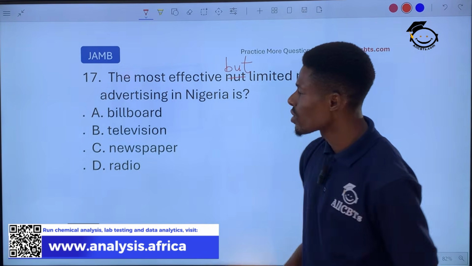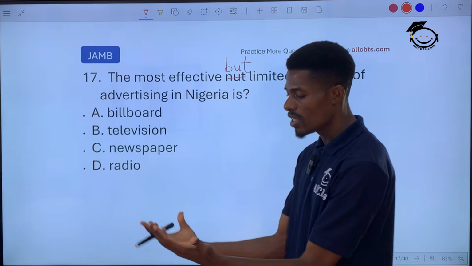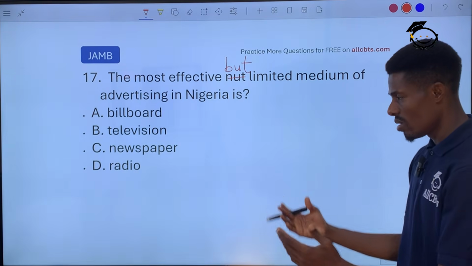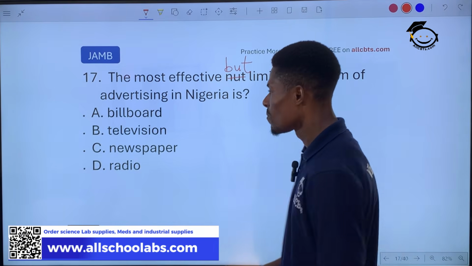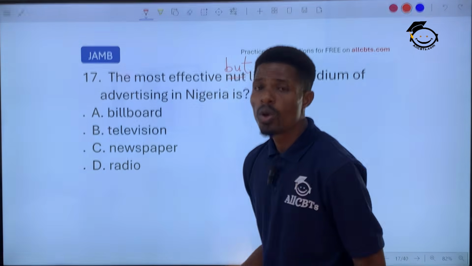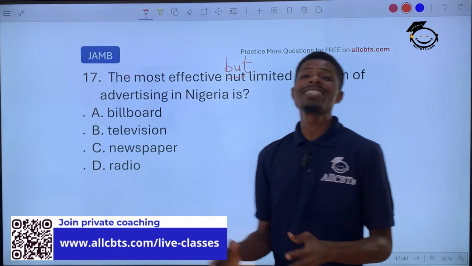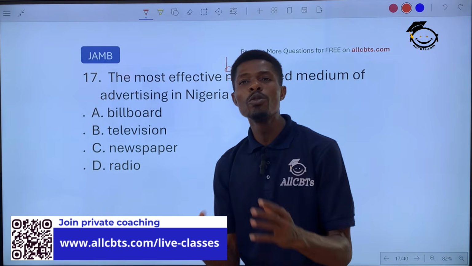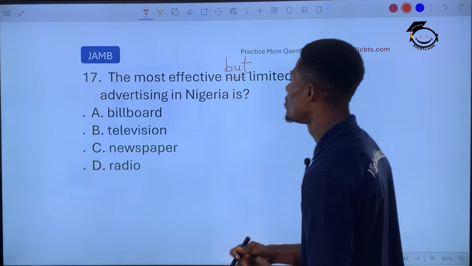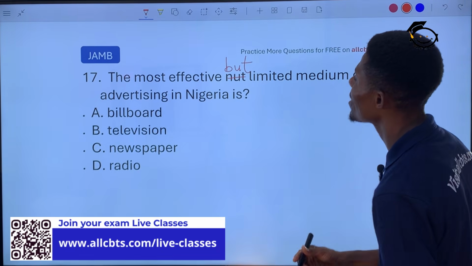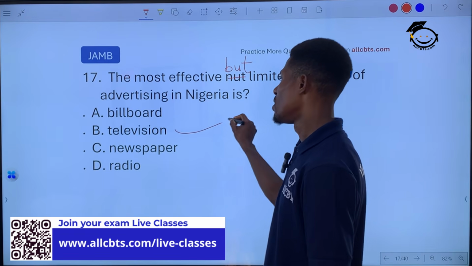To advertise a product. Newspaper. Of course, we know what newspaper is. A paper used to talk about and that covers information about a lot of things. And also, companies advertise their products on the newspaper because a lot of people read newspaper virtually on a daily basis. The radio. So our correct answer will be option B.